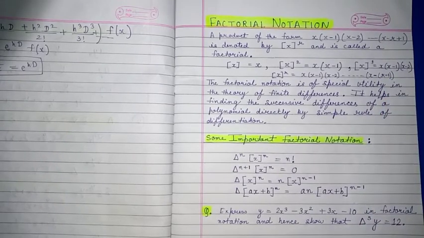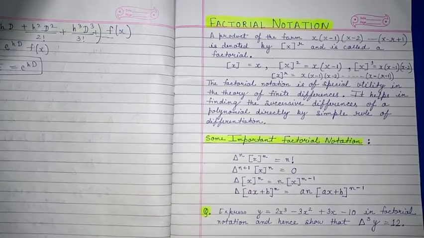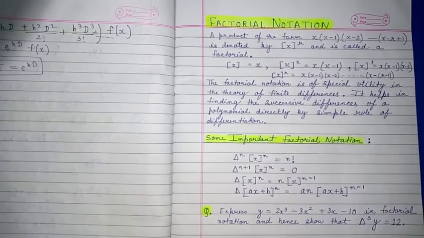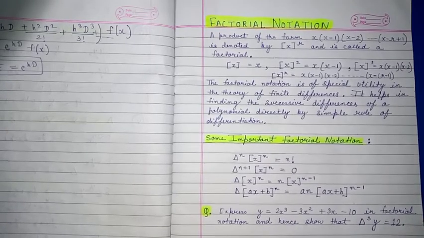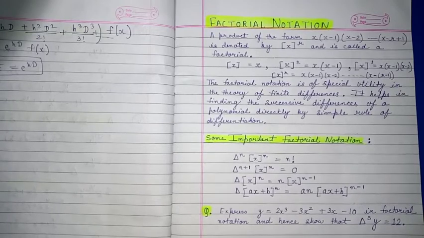Okay. So the factorial notation is of special utility in the theory of finite differences. As for the last 2 days we are studying finite differences, factorial notation has great application in the theory of finite differences. It helps in finding the successive differences of a polynomial directly by a simple rule of differentiation. The differentiation rule is needed here. When I do one question, you will understand how we are using the differentiation rule here.